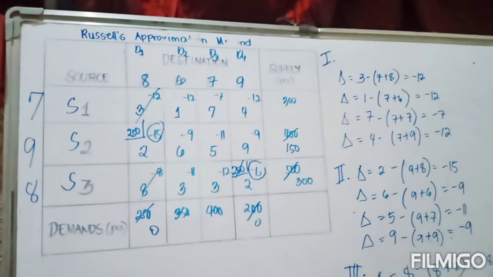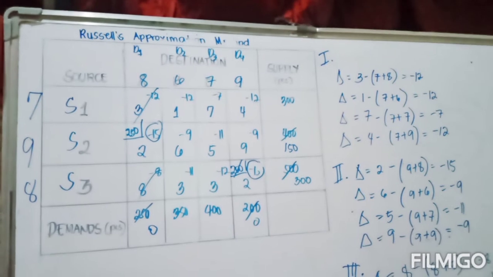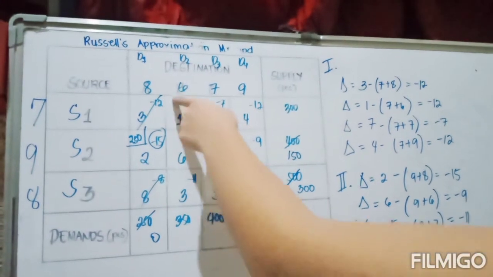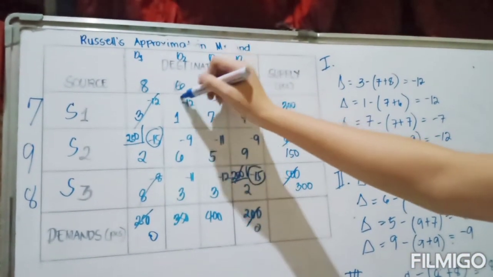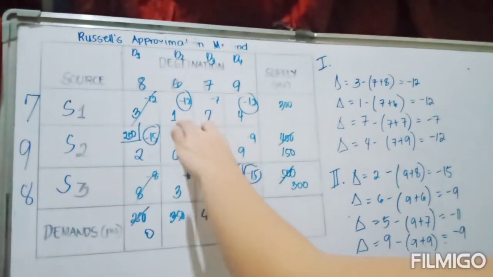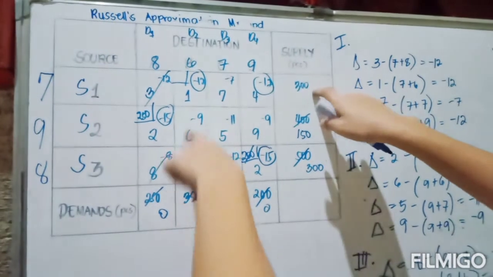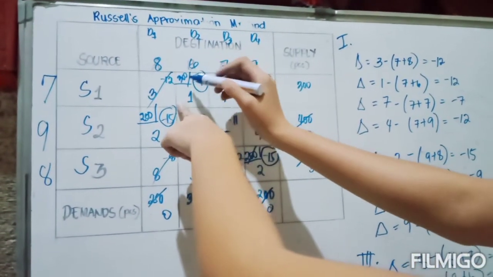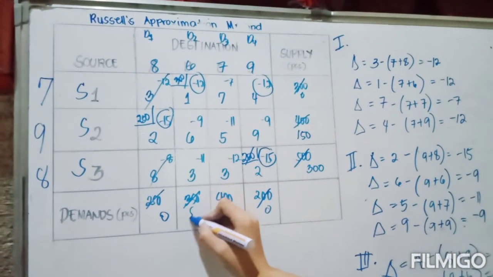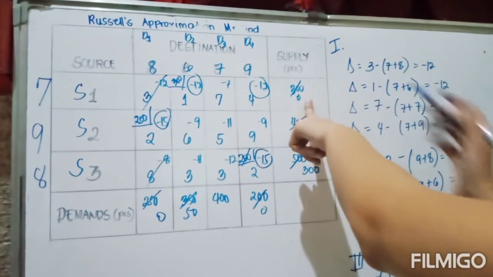150. So the next step, again, we have to repeat step 2 until step 4, until all products are distributed. So next, the highest would be this 12. So we're gonna choose which one we're gonna answer first. So right here, 1. Since 300 is the lowest, we're gonna put 300. So 300 minus 300 will become 0. Then 350 minus 300 becomes 50. Since this is already 0 and already satisfied, we have to mark this out.